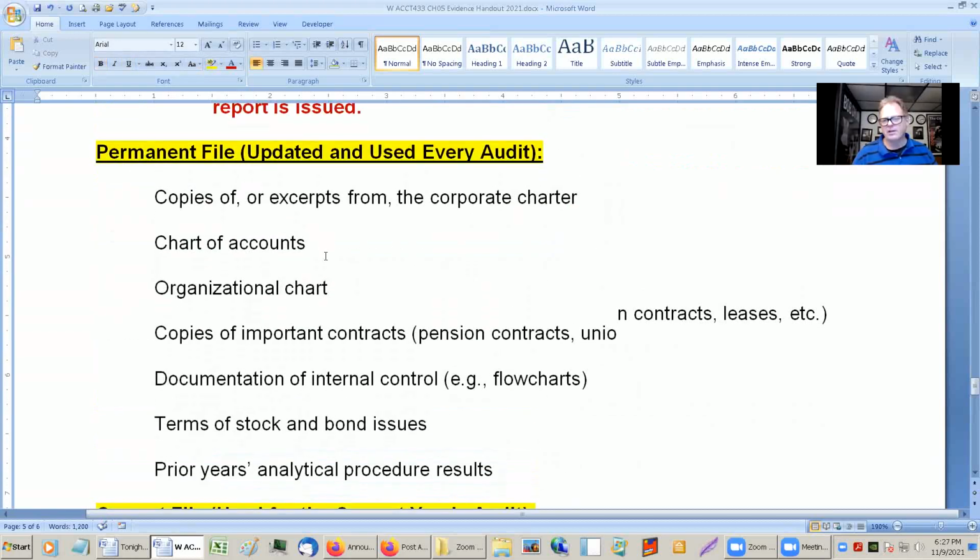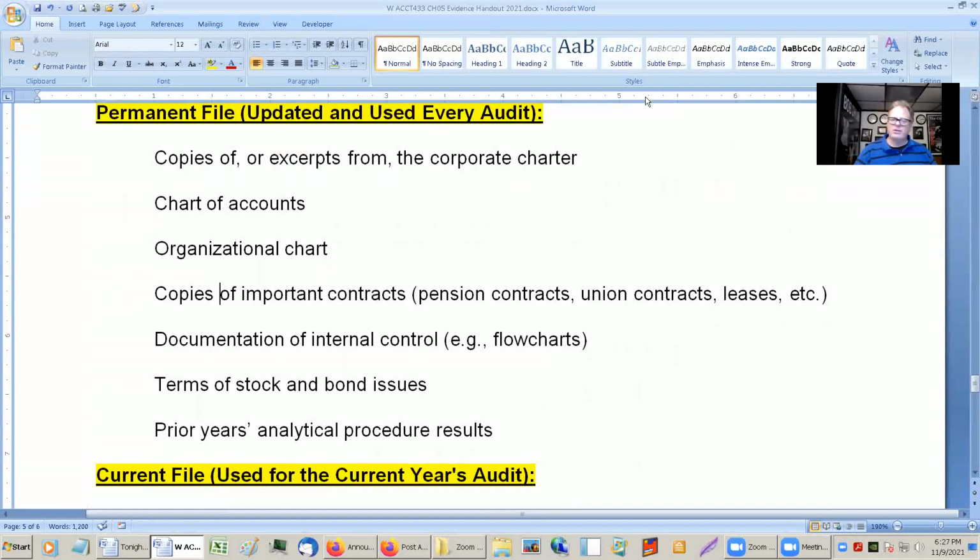The permanent file is something that you pull out every year. When you go do an audit, if you've done it before, they will pull out, okay, this is the permanent file from the year before, and it's stuff that you'll need to use this year. You may need to update it, but it's a starting point, so you're not starting from zero.